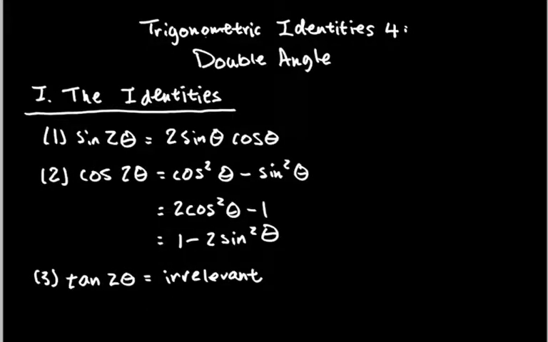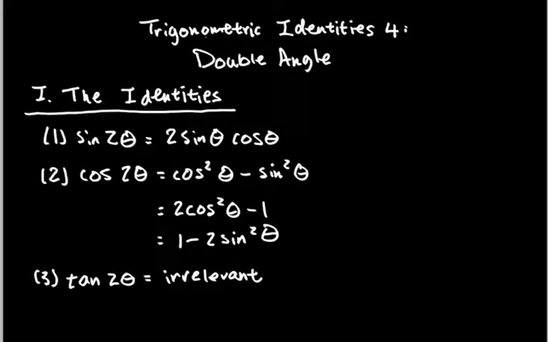Hello class, so this video is going to be about the double angle identities. Here they are. I have sine of 2 theta, cosine of 2 theta, and then for tangent of 2 theta, I said that that's irrelevant, at least just for now. In the future you may or may not end up using it, but just for the purposes of simplifying and focusing, I'm just going to have us learn sine 2 theta and cosine 2 theta.